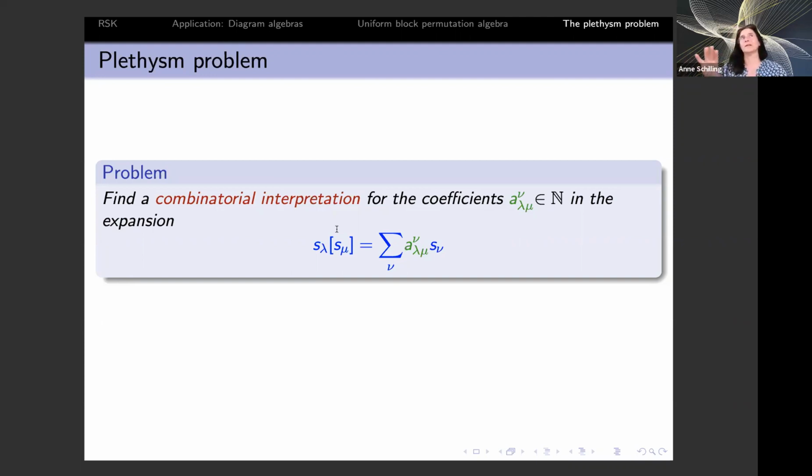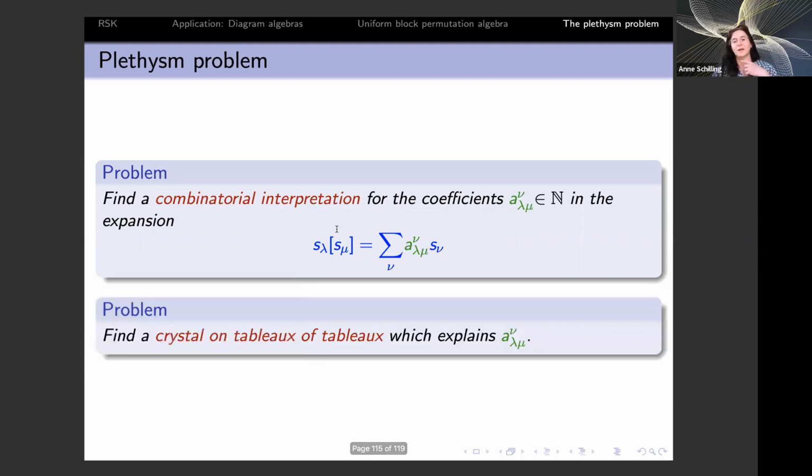And as I mentioned in my first lecture, if you want to find a combinatorial interpretation for some symmetric function as a sum of Schur functions, one way you can do that is by trying to find a crystal structure on the combinatorial objects. So in this case, since our combinatorial objects are tableau of tableau, one way to attack this problem would be to try to find a crystal structure on tableau of tableau.